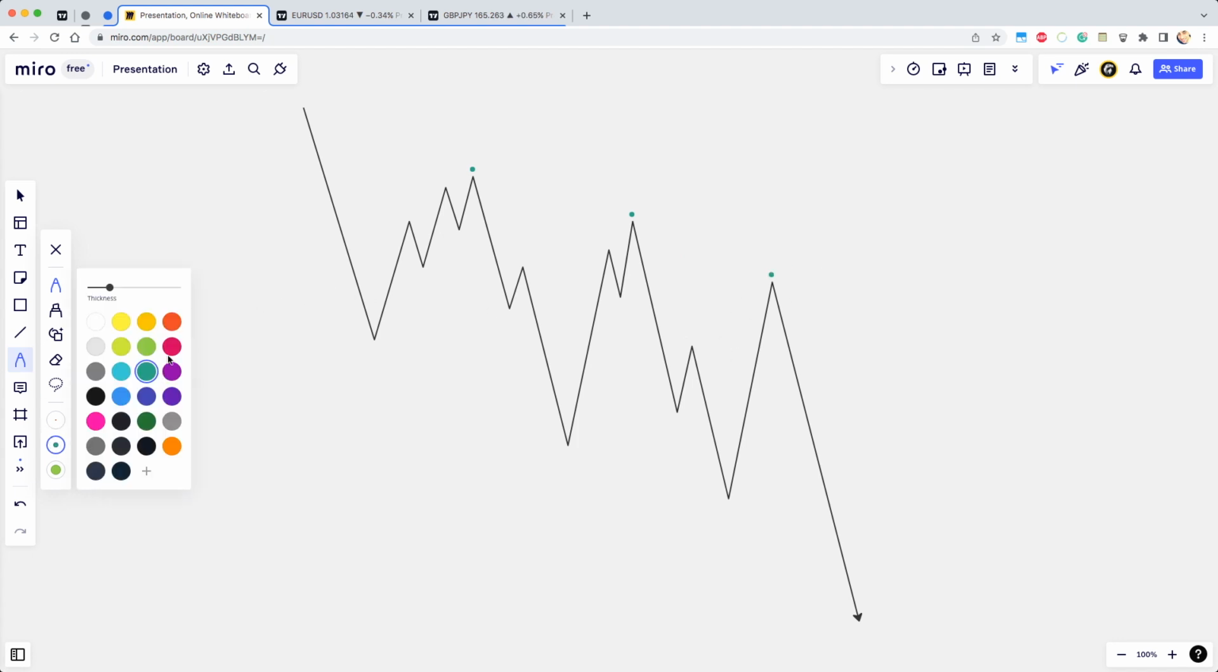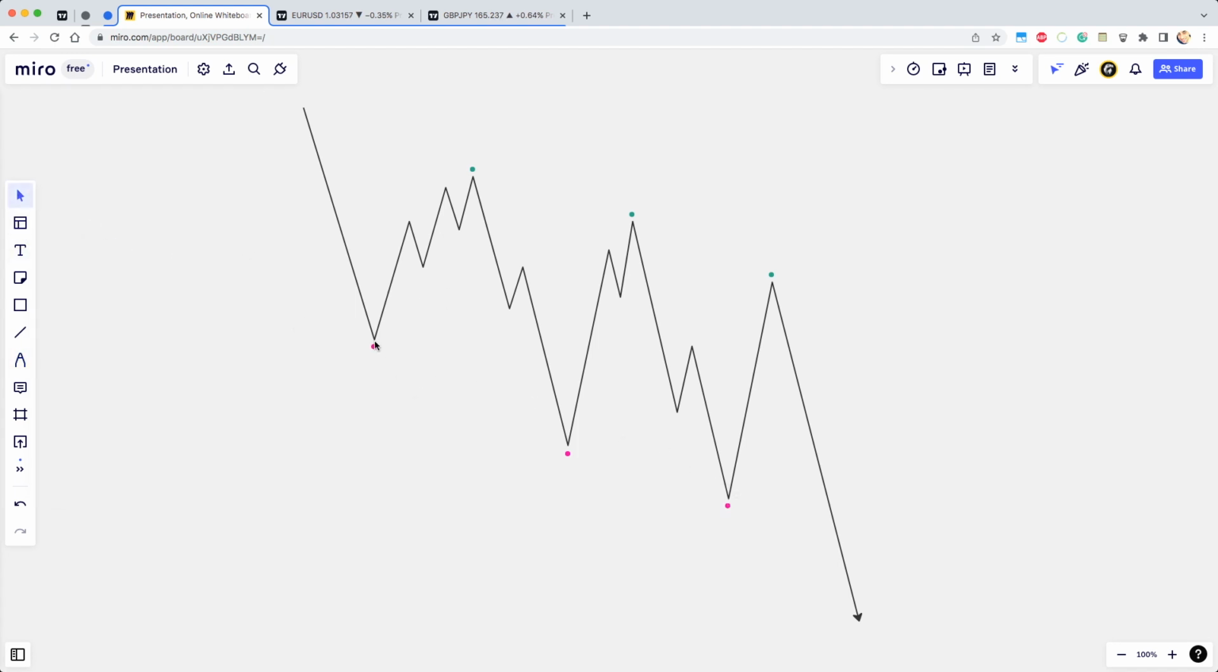Now let me change the color. Okay, so this being your valid lower low, and this one also being your valid lower low. Why? Because everything between these two dots here is internal structure, right? So your major structure looks something like this. Let me quickly draw it like that.